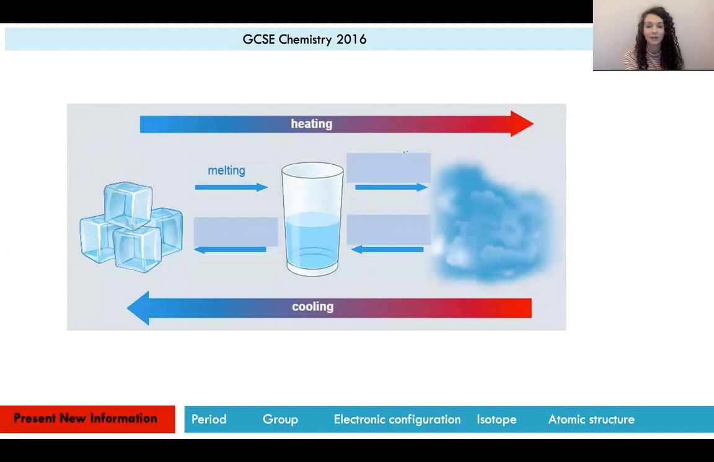Excellent, well done. So solid into liquid is melting, liquid into gas is evaporation or boiling, liquid into solid, freezing, and gas into liquid is condensation. So you often see condensation on your windows on a really cold day. So that's where the water vapor that you've been breathing out in the room or in the car condenses on the cold window and turns into a liquid.